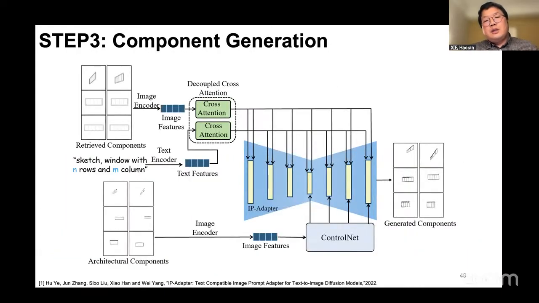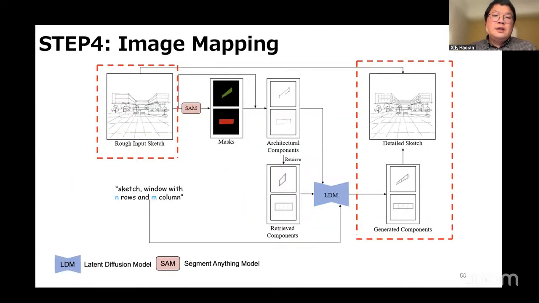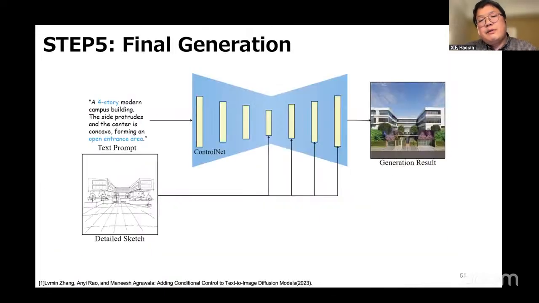For component generation, we use some weak conditions. We use the IP-Adapter, which uses attention control for the features. We use this controller plus the IP-Adapter, so we can get the generated component. After that, we do some image mapping to get it back to the architecture sketch. So finally, we use the ControlNet.